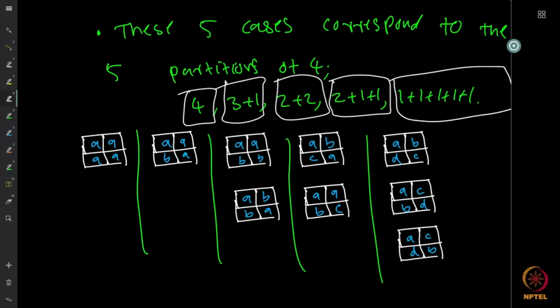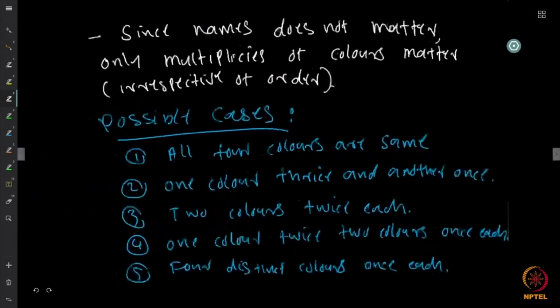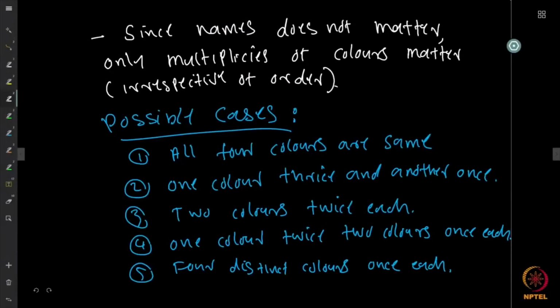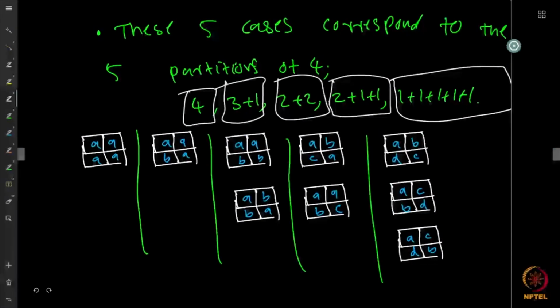So this basically corresponds to partitions of integers, right? If the total number of boxes to color is 4, and you have enough colors to color from, all that matters is how many times a color appears, basically the multiplicities of the colors. And since the order does not matter, you get exactly the partitions of 4, not combinations, right?